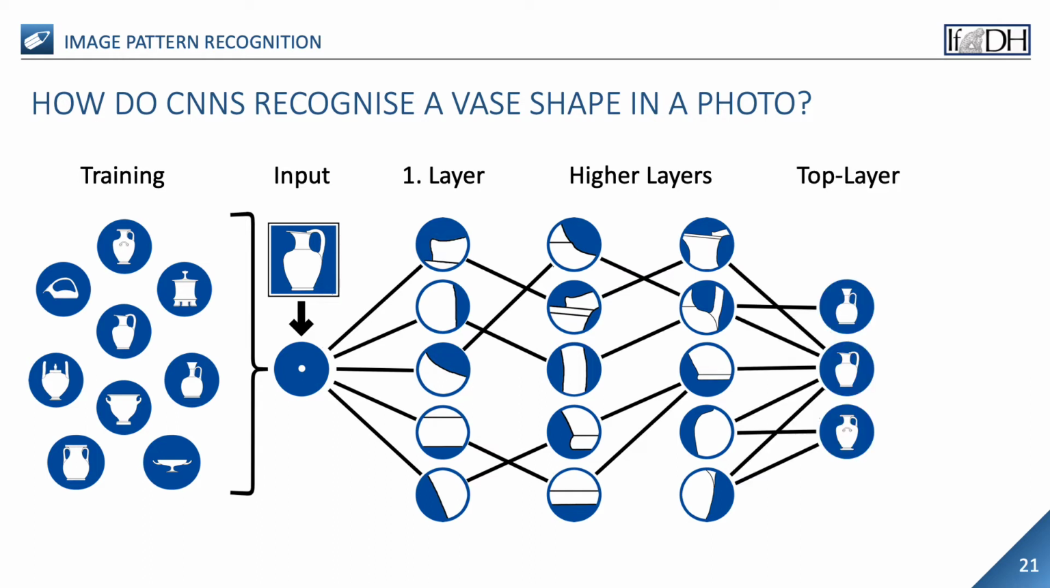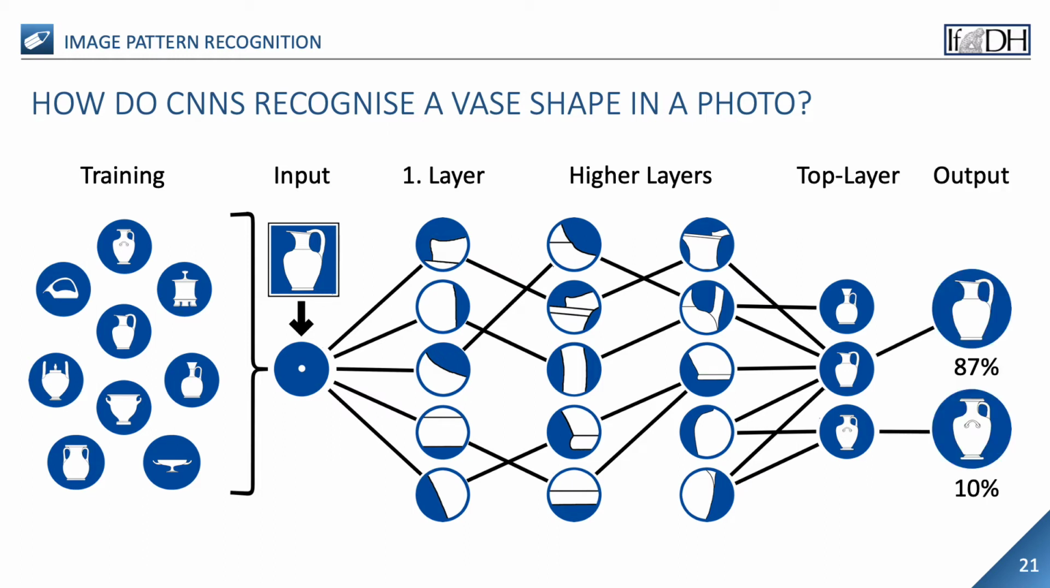In the last layer, the top layer, neurons respond to highly complex abstract concepts that we would call vessel shapes. But a neural network does not identify the object to be recognized, in this case the vase shapes. The network merely predicts, based on its training data, which vase shape is most likely to be represented. In our example, with a hit rate of 87%.